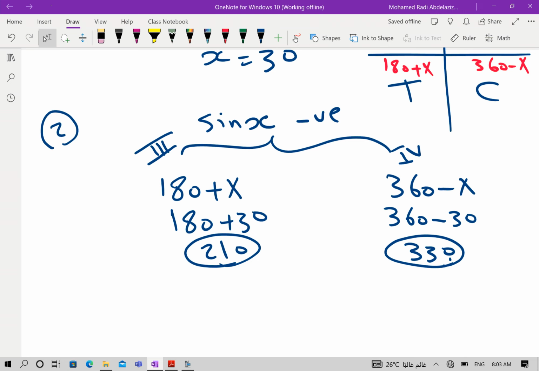Now try to use your calculator, please. Write sine 210. Is it negative half? Sine 330, is it negative half? Yes. Correct? Okay.